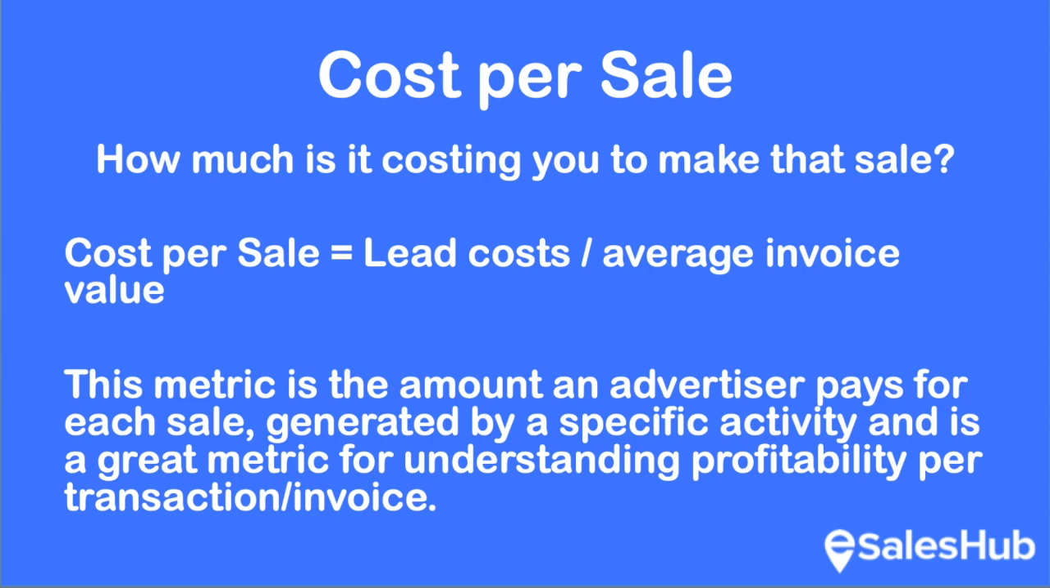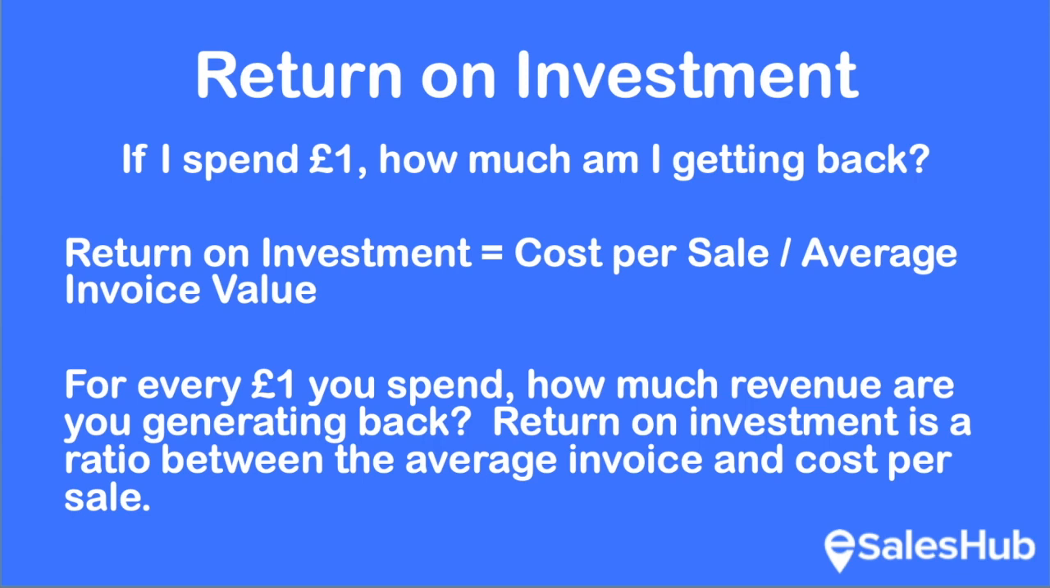So this is a really good way of understanding whether you are actually generating any profit from the activity that you're doing. It's taking the lead cost and dividing it by the average invoice value. So again, it's using the calculation. You've already worked out what your lead cost is, you've already worked out what your average invoice is, and therefore you're starting to build your return on investment funnel straight away. And the final thing is your return on investment calculation, which gives you how much you're actually getting back.